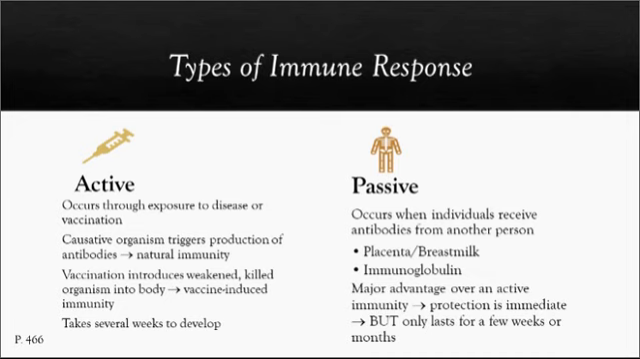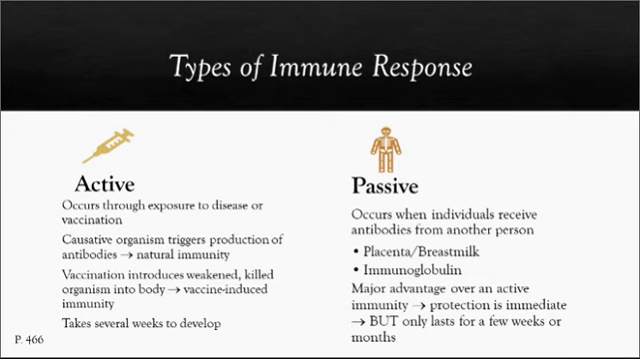Active immunity means our body had to do something, had to be actively involved, versus passive, where our body does not produce the antibodies. The antibodies are introduced into our body. So that's placenta, passed from the mom to the baby, is passive, and breast milk. There are certain antibodies that are passed through the breast milk. And immunoglobulin, IgG: giving somebody IgG because they've been exposed to something that they don't have antibodies for, so you give this to stop that risk of producing that infection.